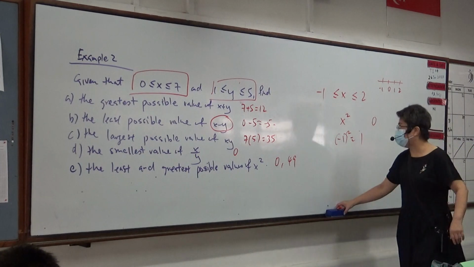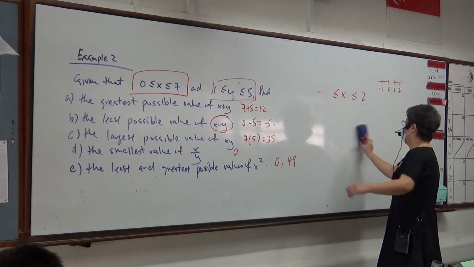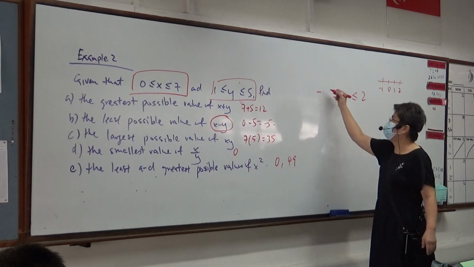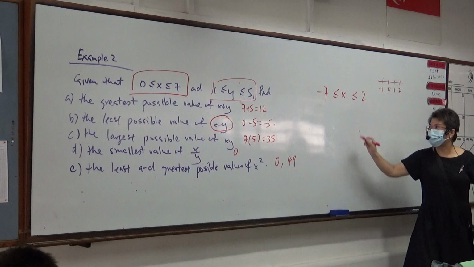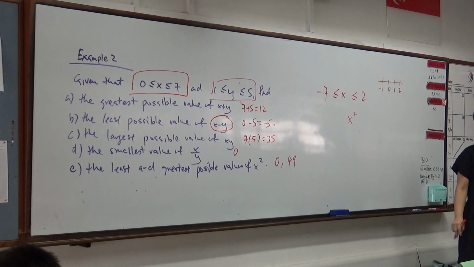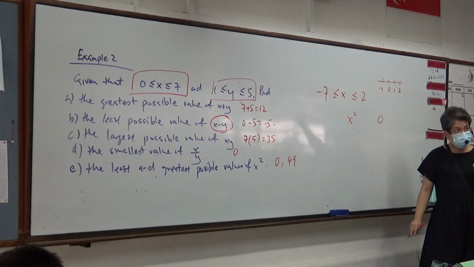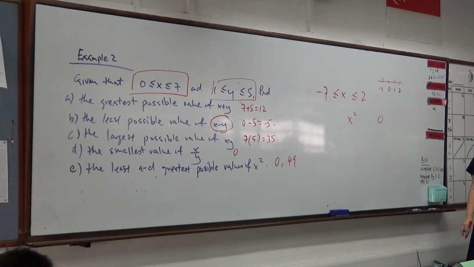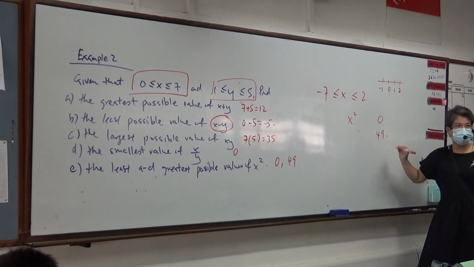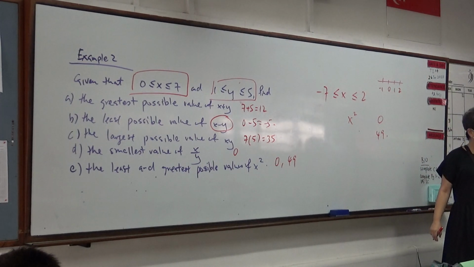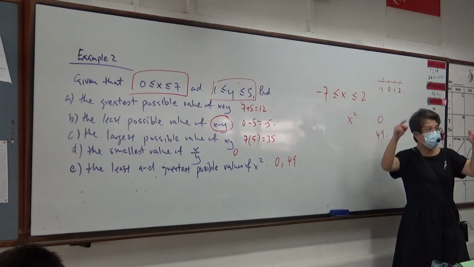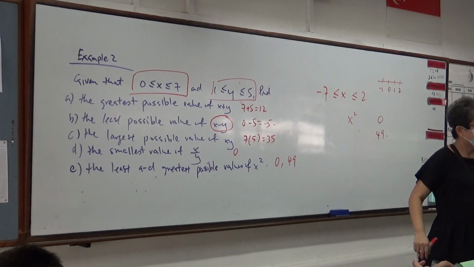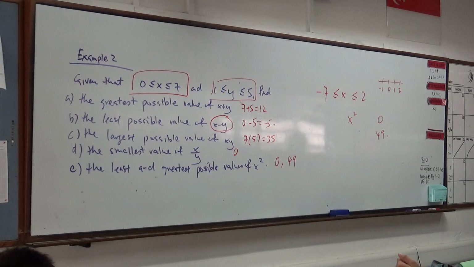Okay, then I want to ask. See, this is a very horrible one. What is the smallest x squared? Still 0, very good. What's the biggest x squared? 49. Can you see it's 49? It's not 4, because negative 7 squared is still bigger than 4. Can you see what I'm talking about here?